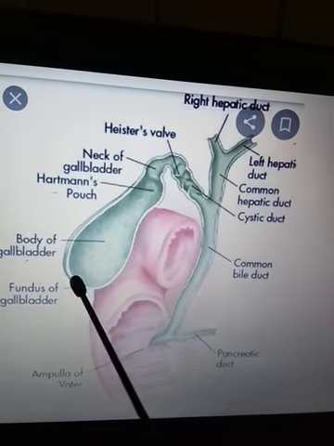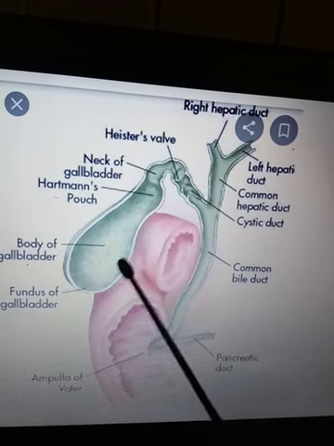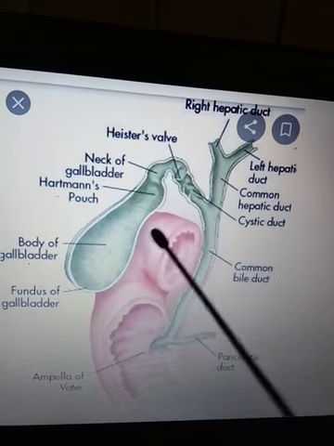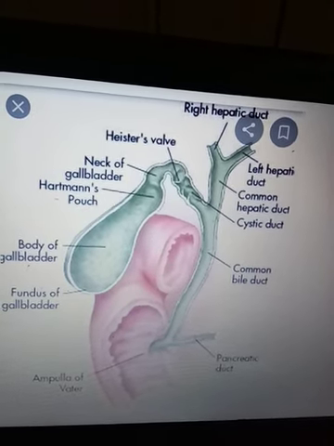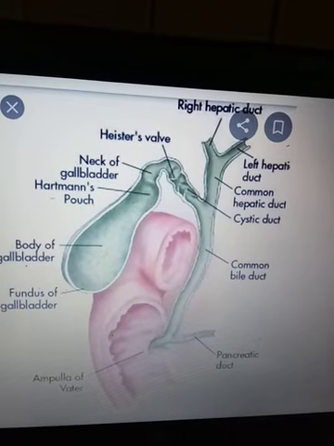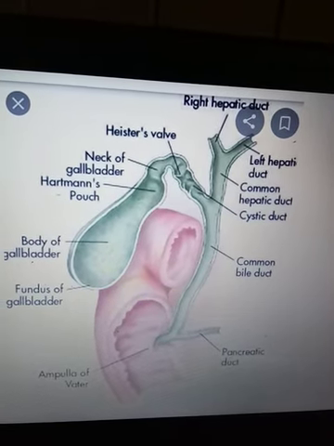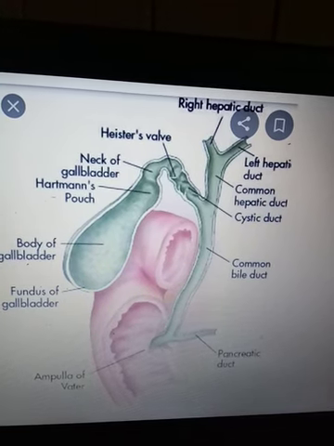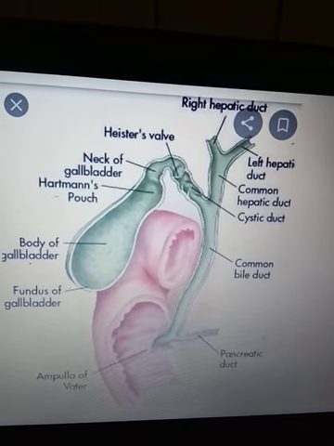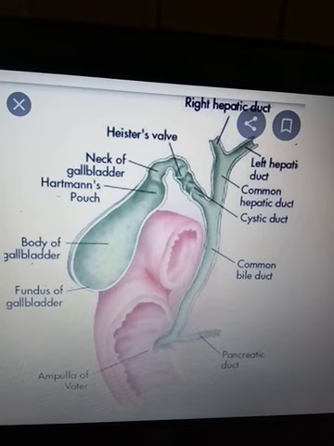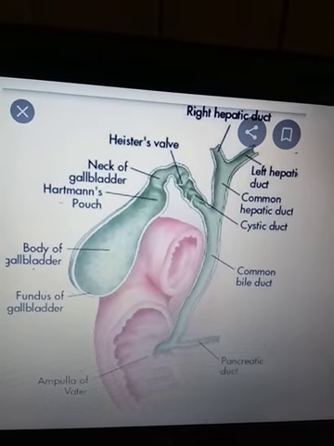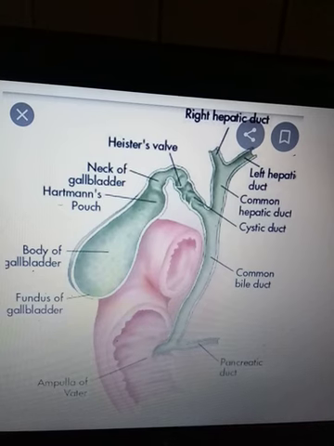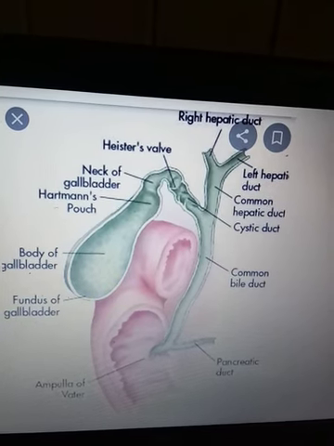See here, you can see in the picture, you have a structure called the gallbladder. What is this gallbladder? As you can see in the picture, it is pear-shaped. It is a pear-shaped sac which is present beneath the liver, on the right side, beneath the right lobe of the liver.